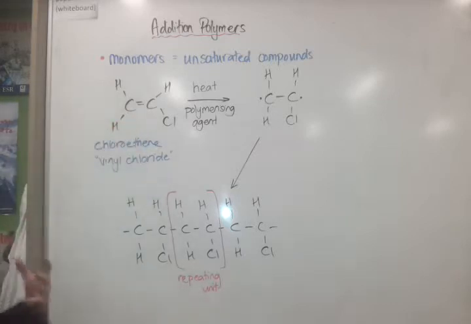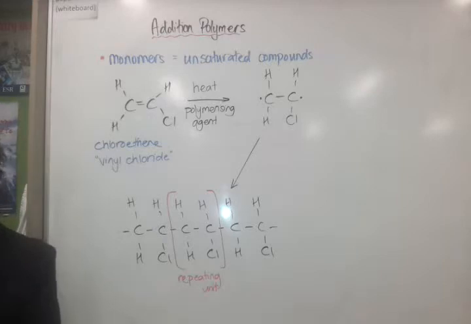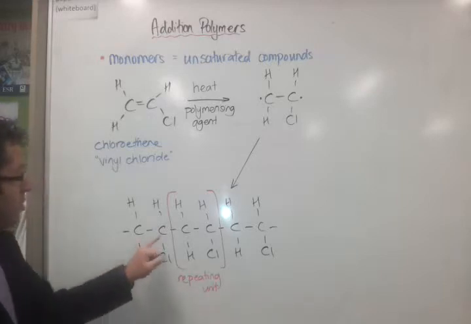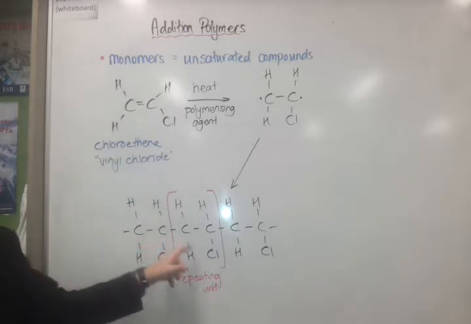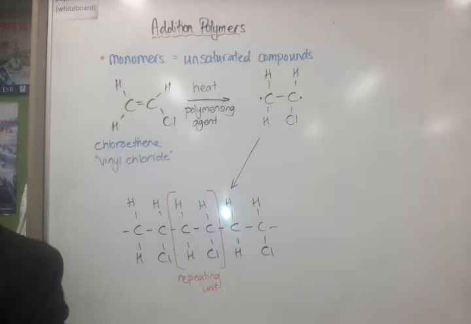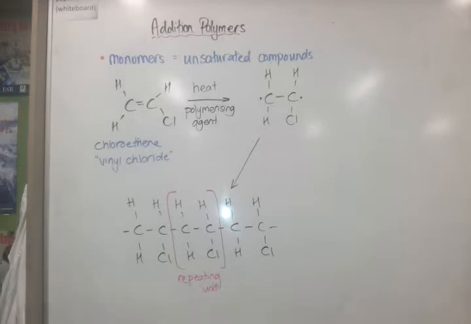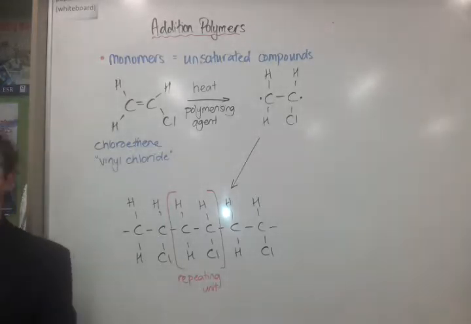So in an addition polymer, which are the only ones that we're going to learn about in level 2, you start with an unsaturated one. Now if this did have some double bonds, so double bond, single bond, double bond, single bond, can anyone guess what the monomer would have between the carbons? Triple bond. Well done.